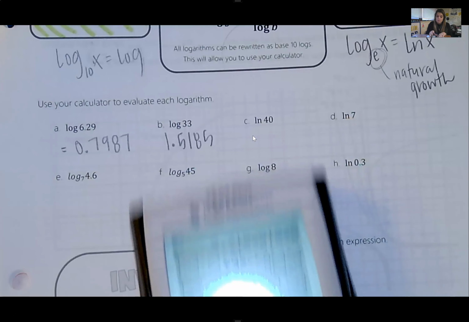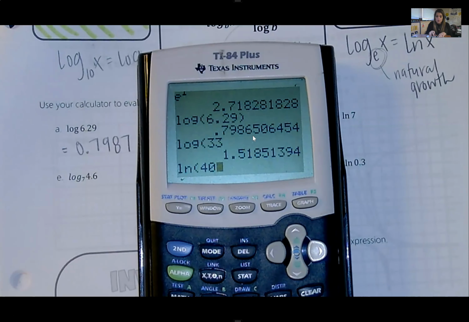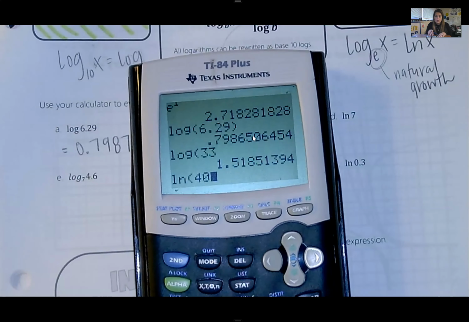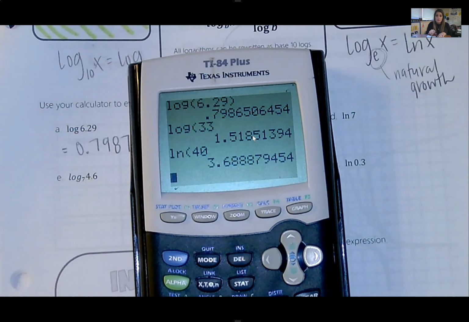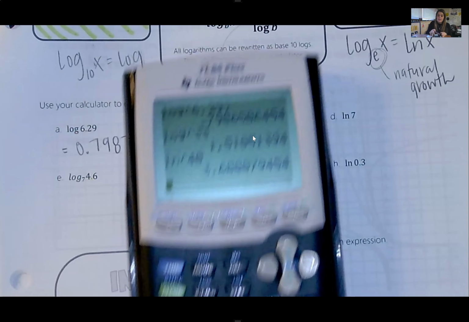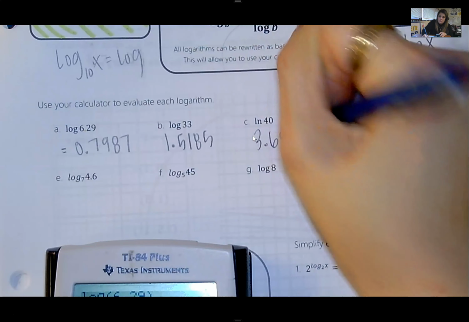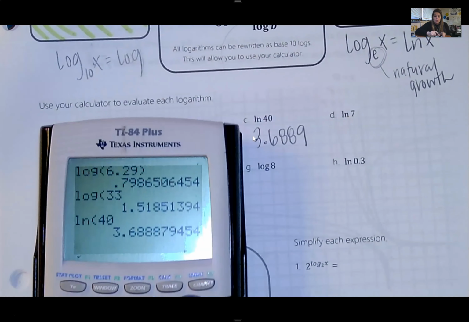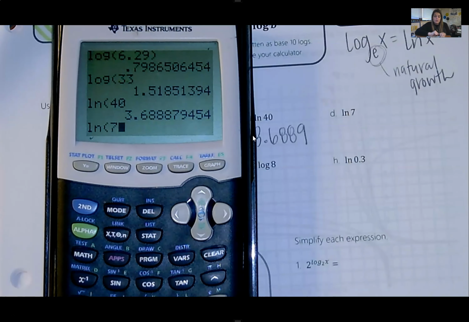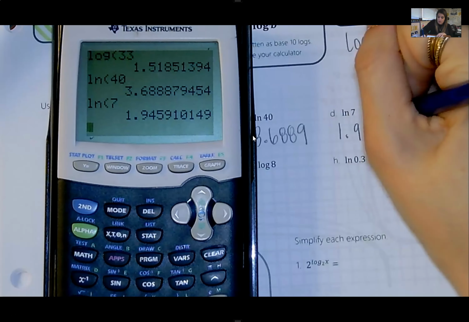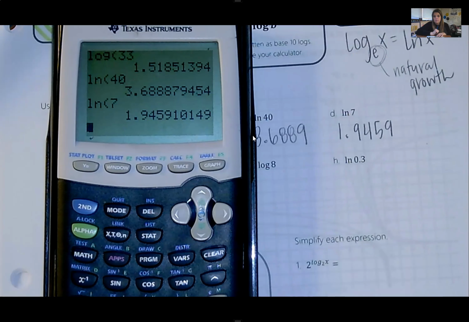Letter C. Super easy. Natural log 40. Natural log is next to the 4. So we type in natural log 40, we get 3.6889. Now pause the video and hit natural log 7, write down the numbers, and just verify that you get it right. Okay, 1.9459. Easy.